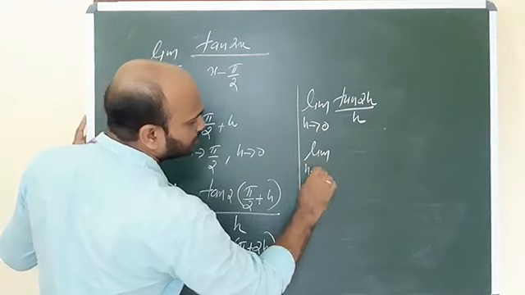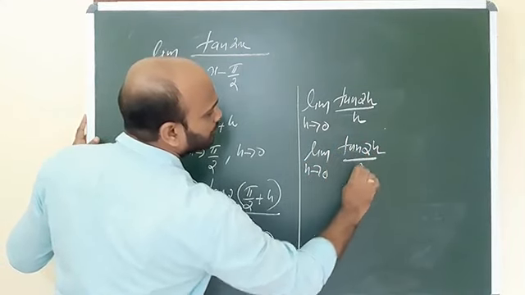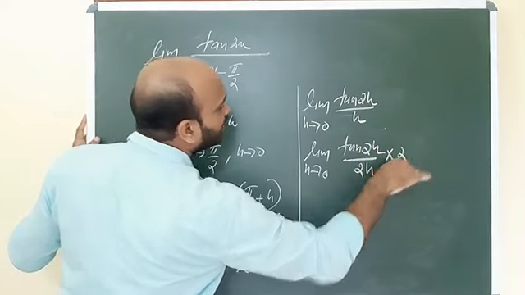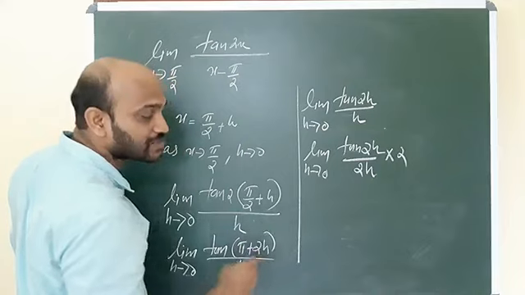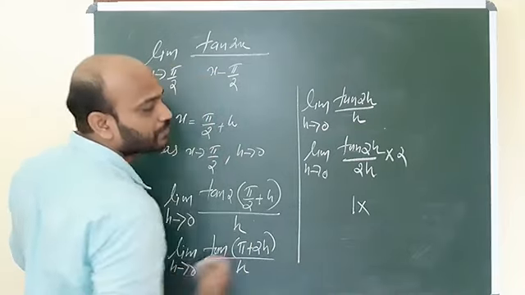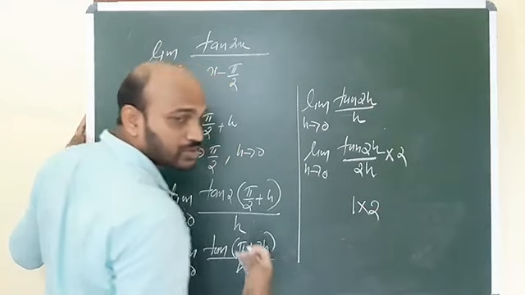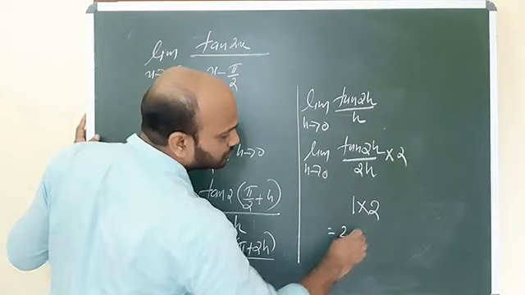Limit h tends 0, tan 2h by 2h into 2. So tan 2h by 2h, as 2h tends 0, is equal to 1, into, the second one is a constant, so it is 2 itself. So the answer is 1 into 2, that is 2.